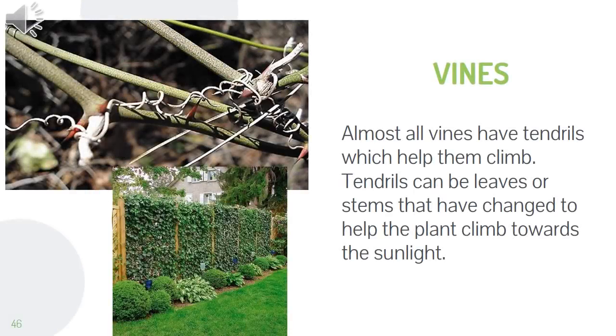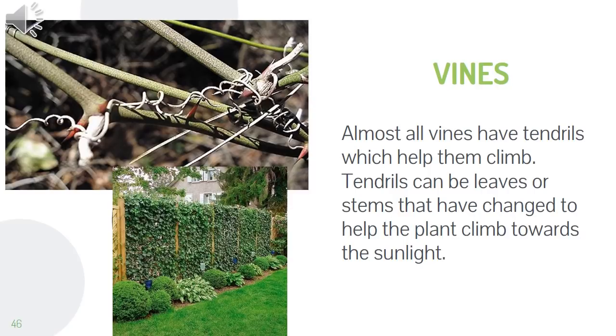So the next special plant adaptation is vines, and actually vines are quite common. You can probably find them if you just took a walk around your neighborhood or apartment complex where you are now, but almost all vines have tendrils, and the tendrils are what helps them climb. Tendrils can be leaves or stems, and they've changed in order to help the plant climb toward the sunlight. So in that top picture there, that's a picture of an actual tendril. That's what we mean when we're talking about it. And then you can see the second picture underneath where the vine has climbed up the fence.